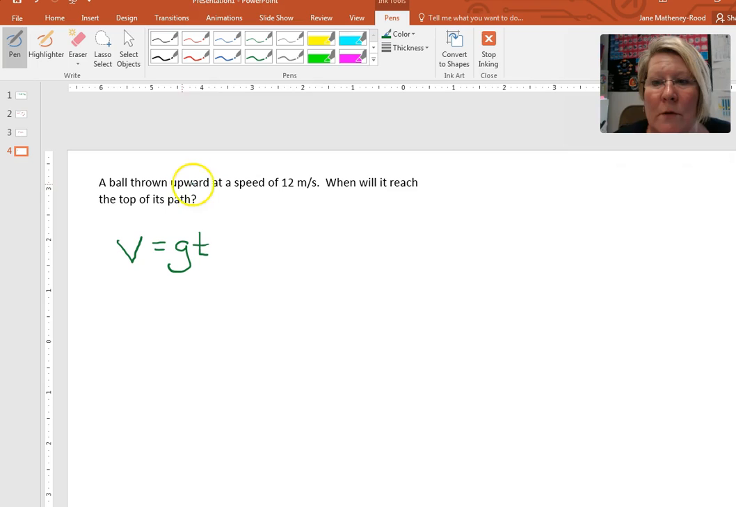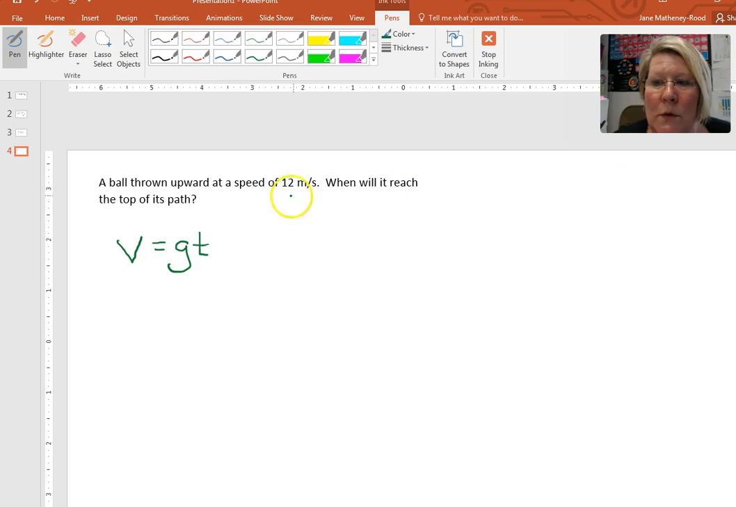Say a ball is thrown upward at a speed of 12 meters per second. When will it reach the top of its path? If we're throwing it up in the air, we're going to have to use a different equation. This was worked on by Galileo, and the speed is equal to gravity times time.